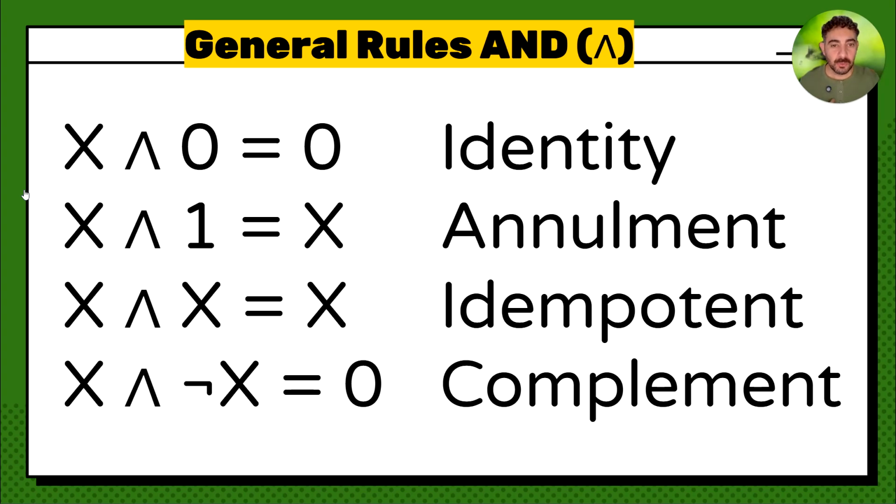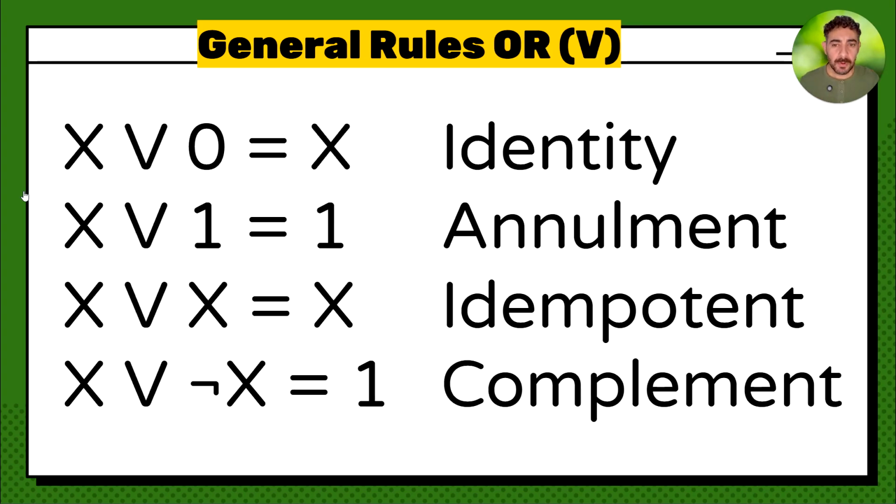Now let's look at these rules for the OR operator. So with the OR operator, we can see that the output is either going to be x or it's going to be true. So if we look at the identity rule, we can see that it's going to be x OR 0. Or the annulment rule is always going to be true. The result of the idempotent rule is always going to be x. So the result of the complement rule this time is always going to be true.